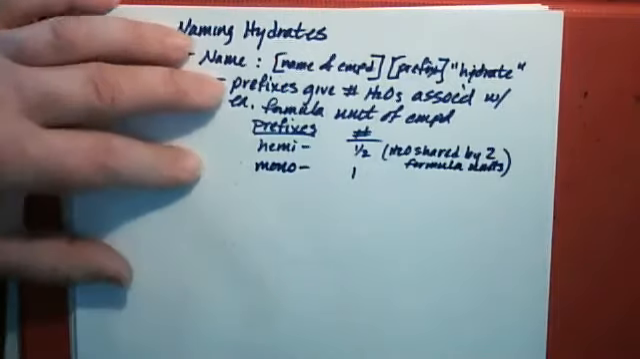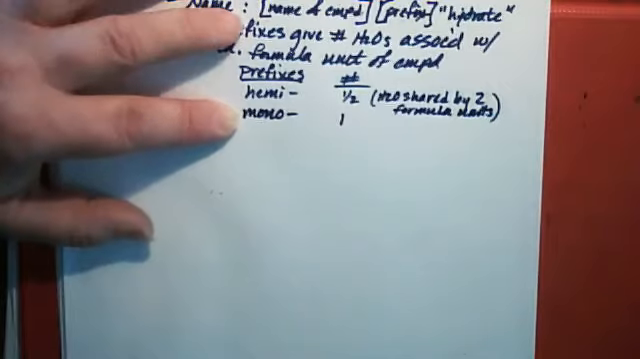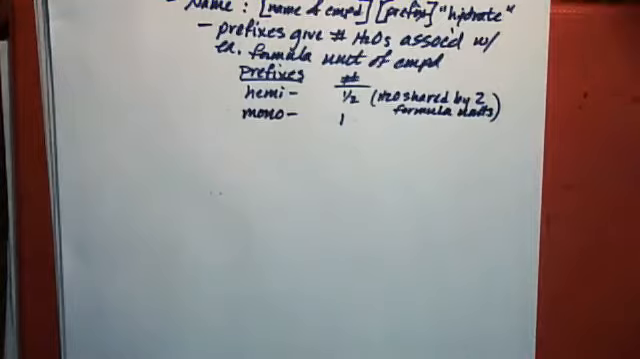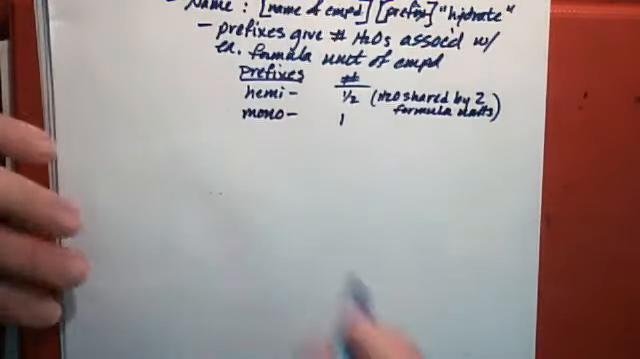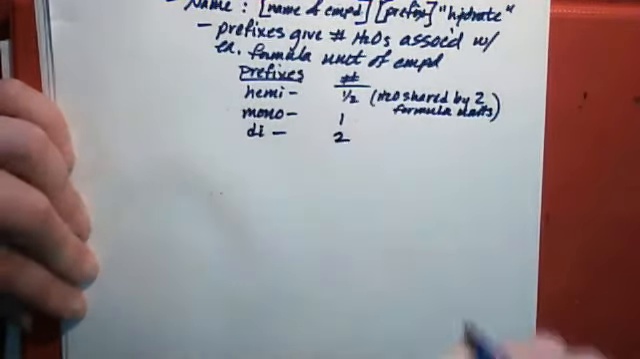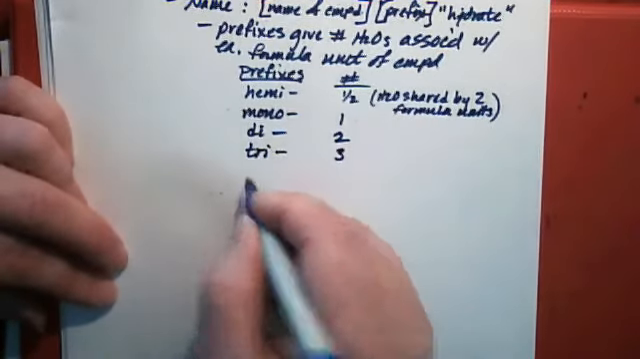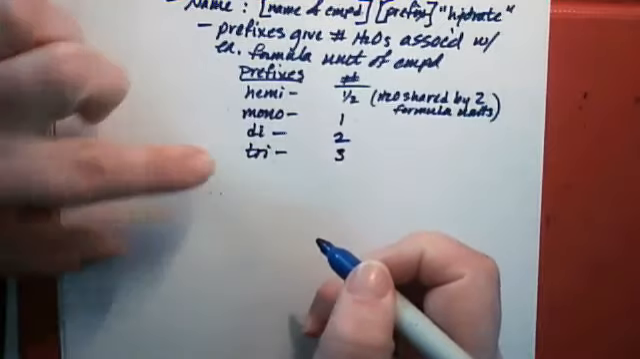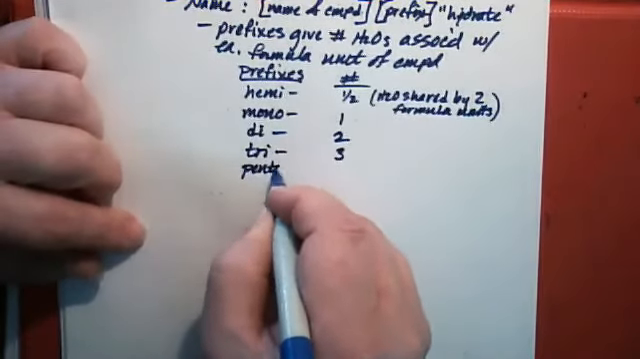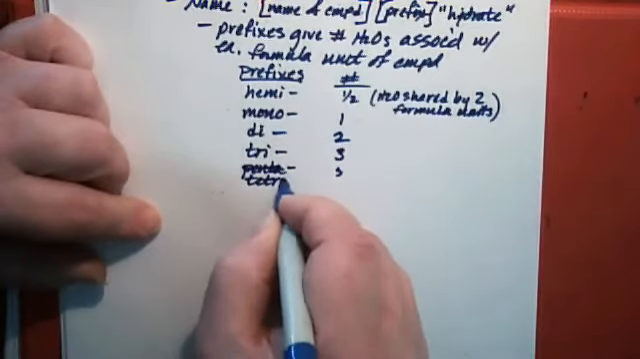Mono means 1. These prefixes are derived from Greek, so we use mono for 1 instead of uni, like with the covalently bonded compounds, which we haven't actually gotten to yet, so that's a bit of a preview. 2 would be di, and 3 would be tri, and 4, not quattro, that's Latin, this is penta. Oh, sorry. Tetra for 4.